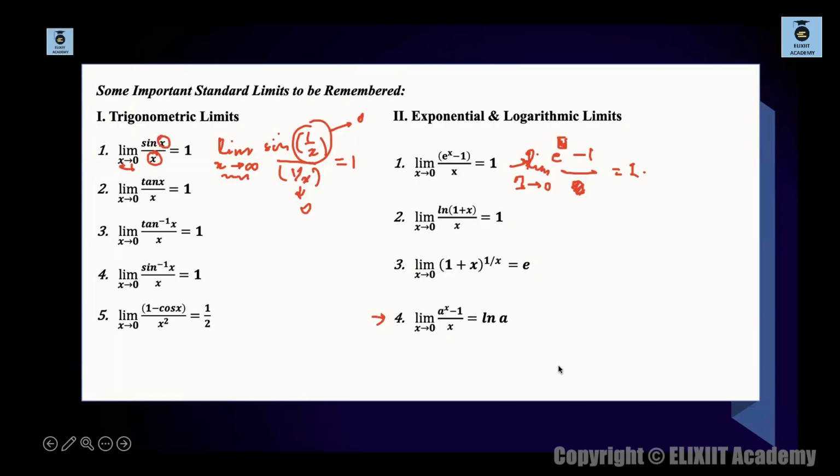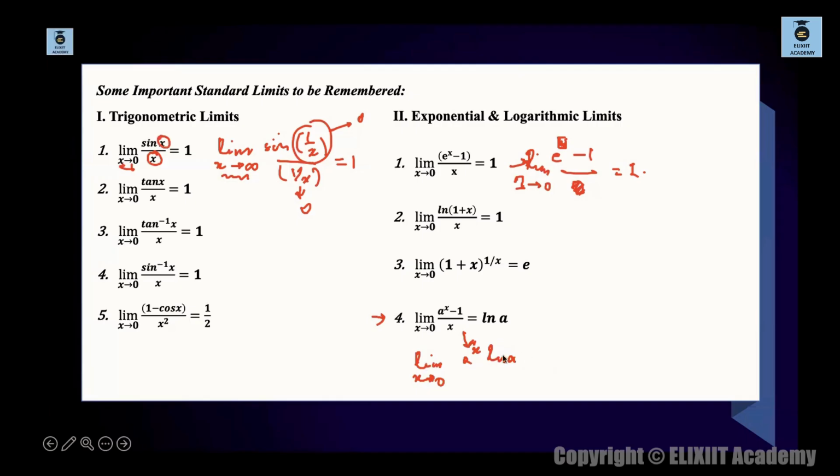And also, I hope you remember, let's say you want to prove this one, then you will differentiate the numerator as well as the denominator. So basically, limit x tending to 0. By L'Hopital's rule, you will differentiate the numerator, and the differentiation of a raised to the power of x is a raised to the power of x ln a. I hope you remember this differentiation.